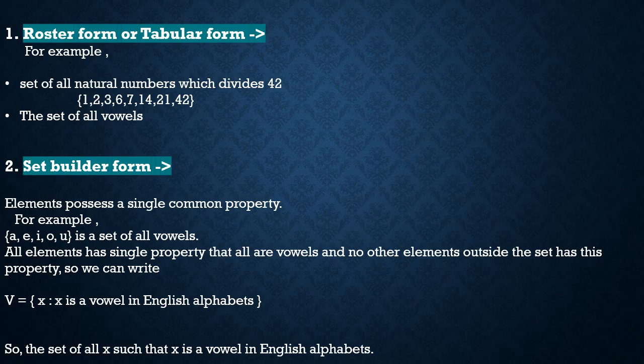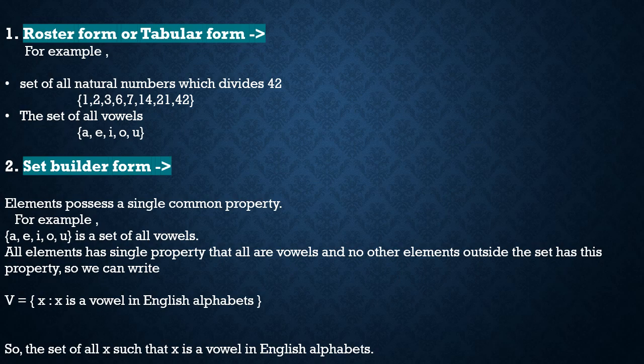Similarly, the set of all vowels. We know there are only 5 vowels: a, e, i, o, u. So we will write a, e, i, o, u in curly brackets. This is the roster form. The second form is set builder form.